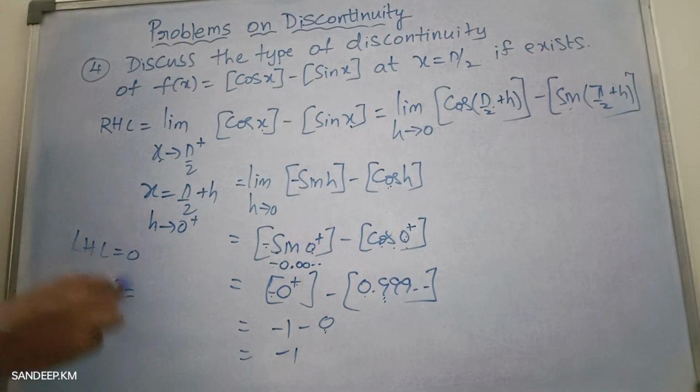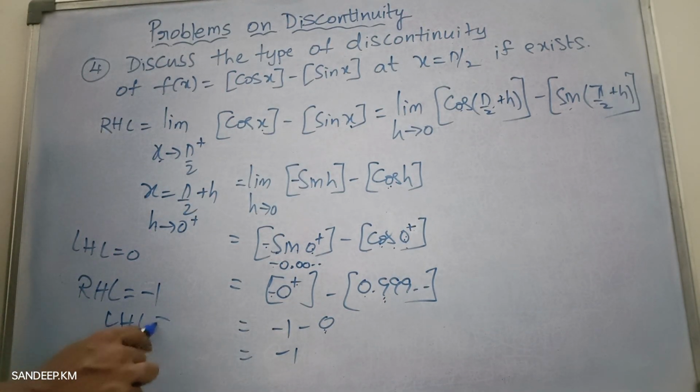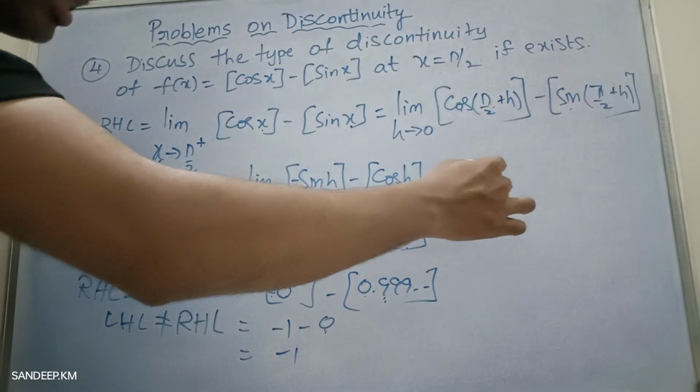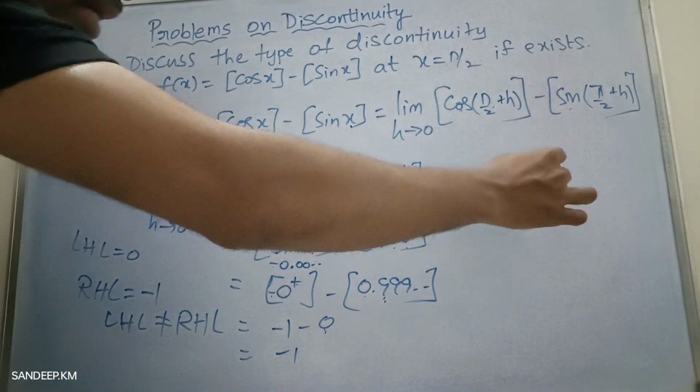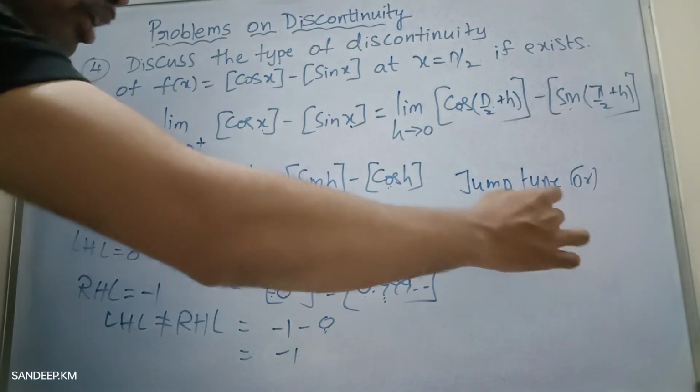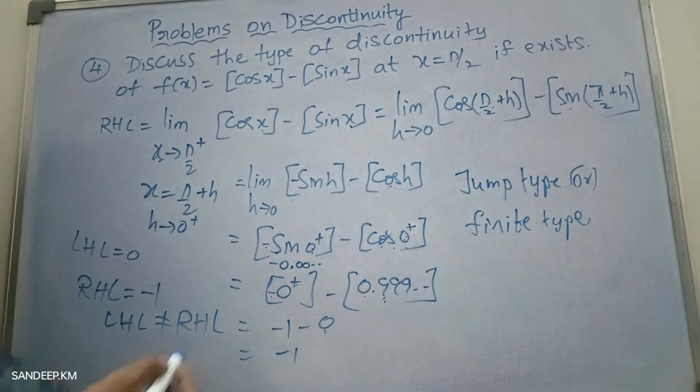The right hand limit is minus 1. The left hand limit is 0. The right hand limit is minus 1. LHL is not equal to RHL. The function has a discontinuity at x is equal to pi by 2. And what type of discontinuity again? It is the same, the jump type discontinuity. Jump type is also called a finite type discontinuity. The function has finite type discontinuity at x is equal to pi by 2.